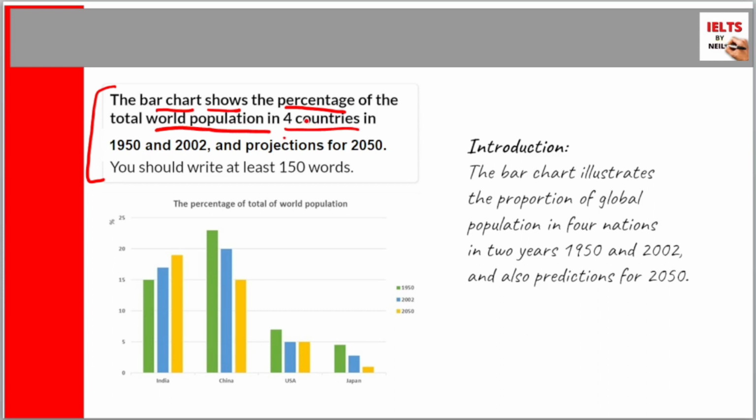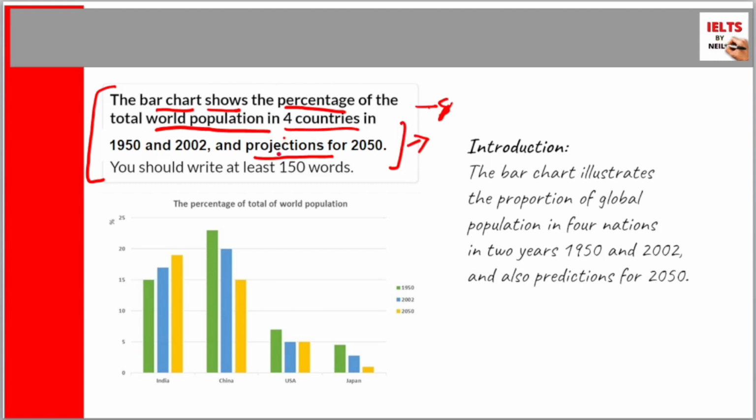Yes, you can say 4 nations. Okay, in 1950 and 2002, and projections for 2050. So any synonym for projections? Yes, we can say predictions. Okay, all right, so now we have sorted out the synonyms. So what are the words we're going to use.